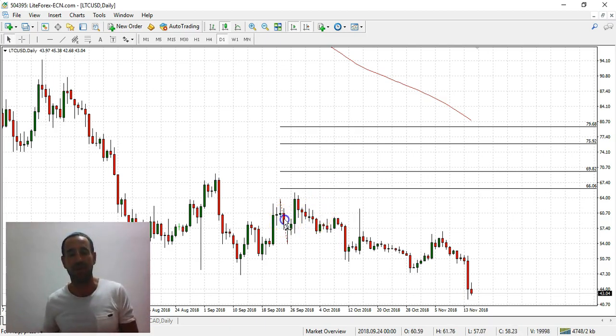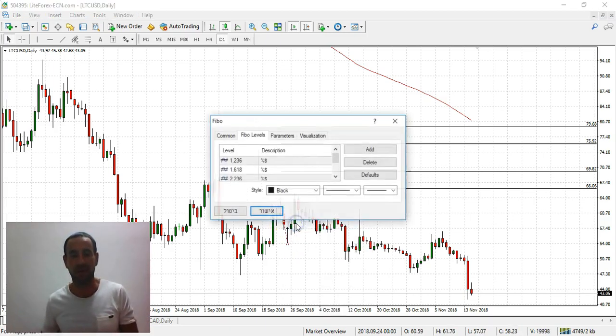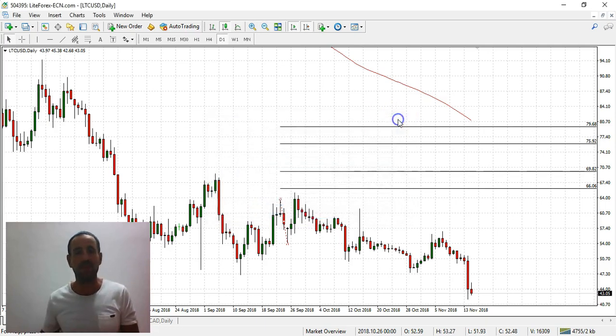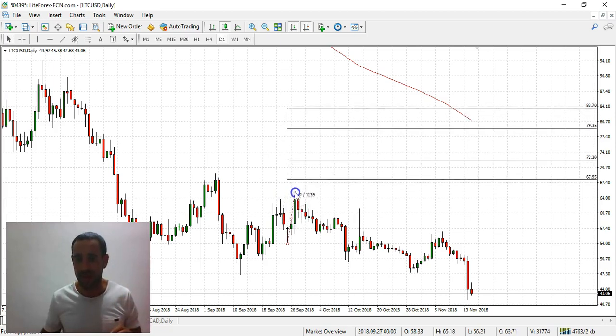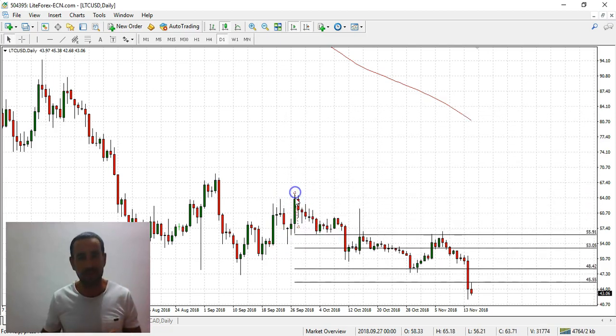Let me show you just a quick look at the actual table where we put the values, right? 1.236, 1.618, 2.236, and 2.618. Alright, so these are the most important projection levels. Once you've established a position based on a head and shoulders pattern, what you want to do is measure the head, right? You want to measure the head. That's the most important element in the head and shoulders pattern.